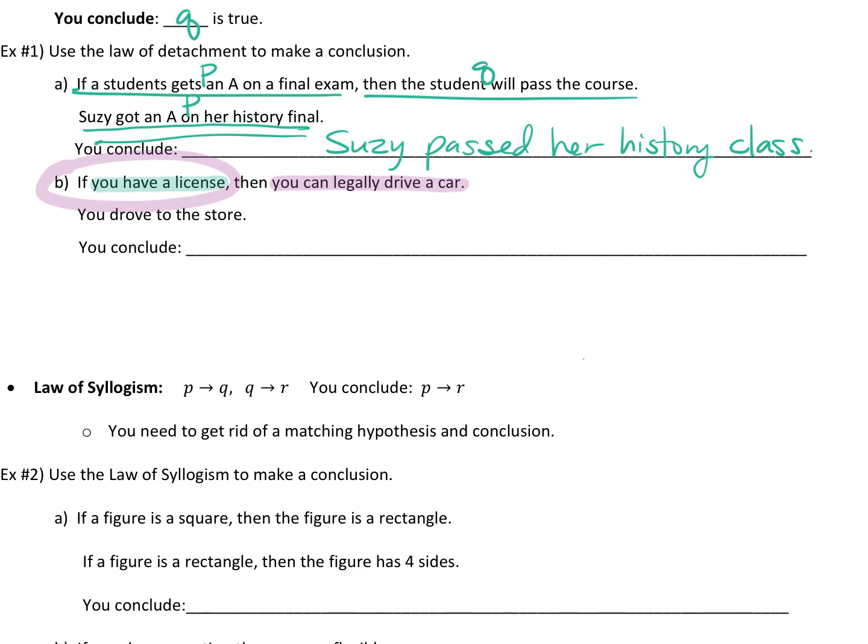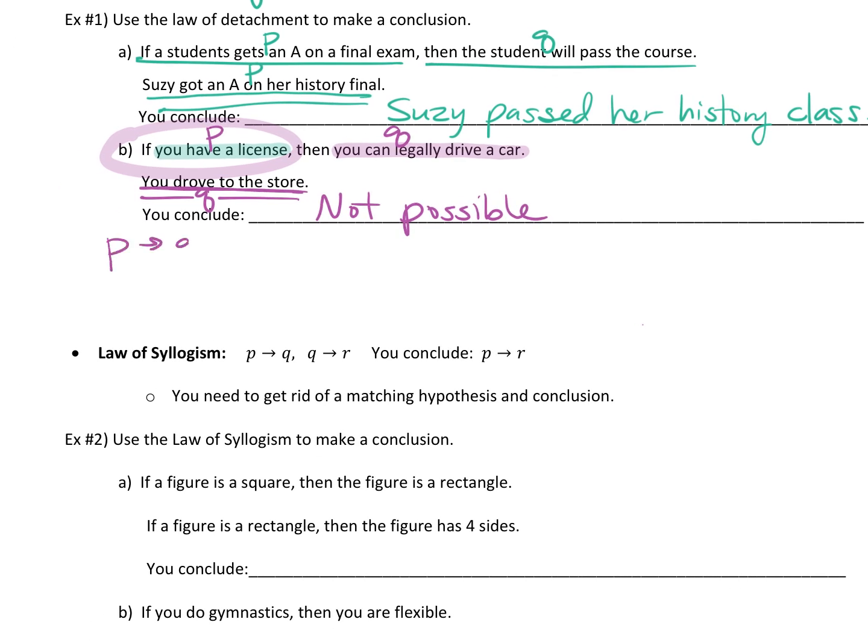That was illegal. So just keep in mind, it's got to be if P, then Q, and they tell you P is true. If they tell you Q is true, right, this is the conclusion. You drove to the store. You have to say, it is not possible to make a conclusion here because she could have driven illegally, right? God bless you. Does that make sense? So you're always looking for if P then Q, P is true, so you say Q is true, right? That's this thing up here that we just wrote down. So that's called the law of detachment, okay?